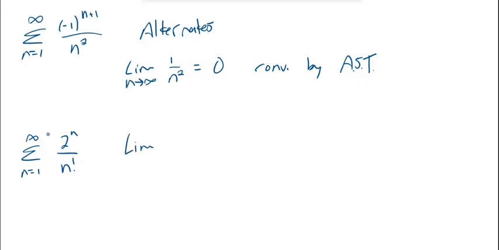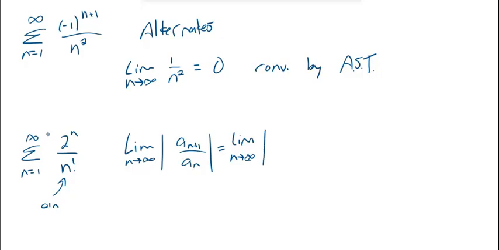Again, I set up a limit as n goes to infinity. This limit's going to be a little bit different. I'm going to write absolute value this time, a sub n plus 1 over a sub n. Now, this is a sub n, so when I do this out, I want to make sure to carry my limit notation. Absolute value. All right, so a sub n plus 1 is going to be 2 to the n plus 1 over n plus 1 factorial.